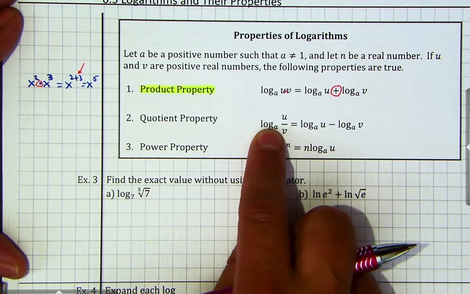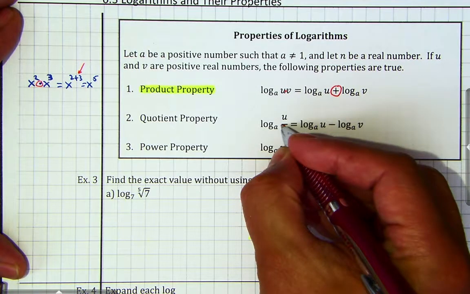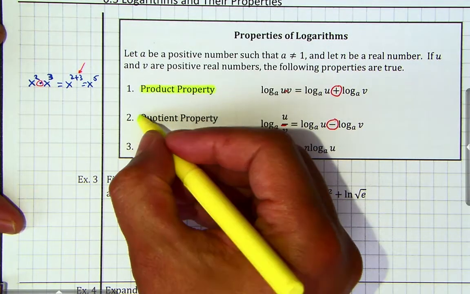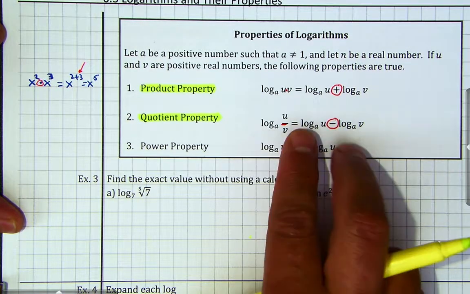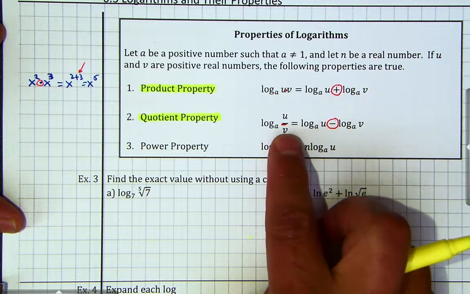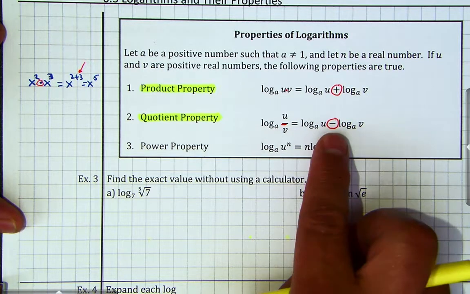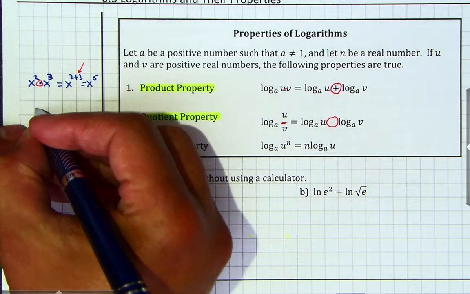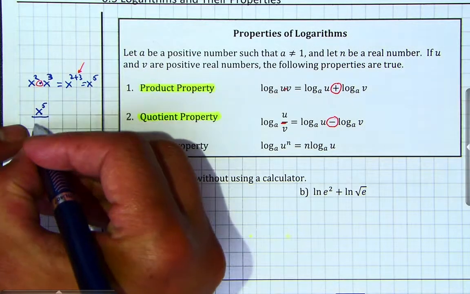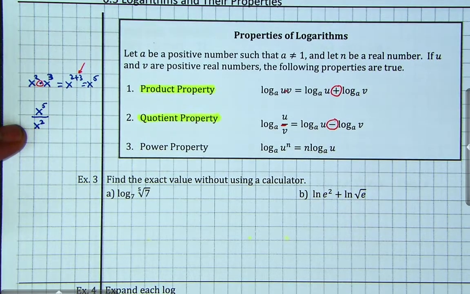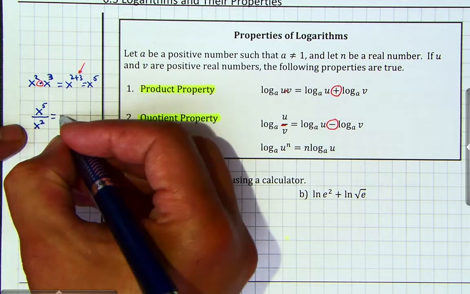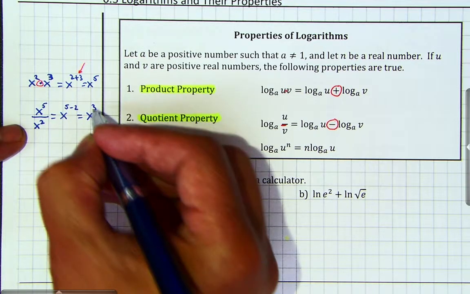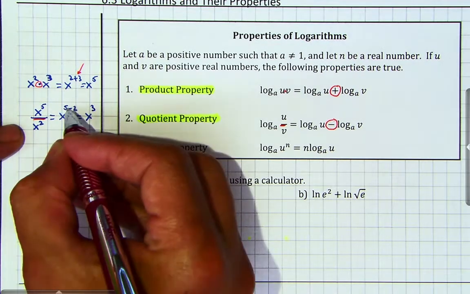And the quotient property. If you have a division, we should subtract. So therefore we can convert it into two different logs. From one log, we're going to expand it into two. But because those two components were dividing, we're going to subtract both logs. And it comes from the properties of exponents once again. So if you have x to the fifth over x squared, what do we do with the exponents to simplify this? We subtract. So it'll be x to the 5 minus 2, which is x to the third. So if there's a division, we subtract them.